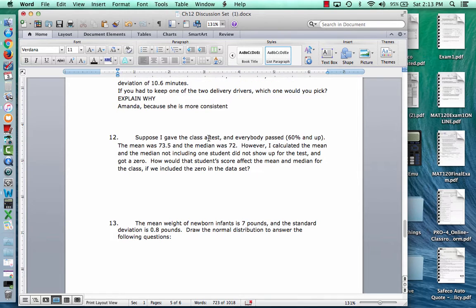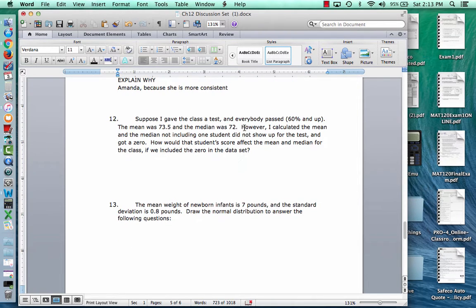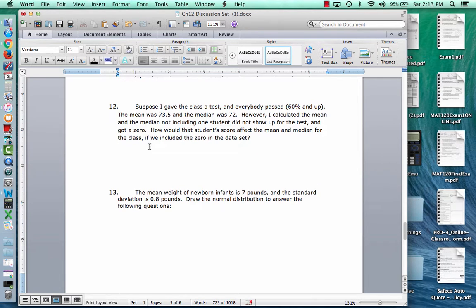Number 12, it says, suppose I gave the class a test and everybody passed. The mean was 73.5 and the median was 72. This is when I calculated, but I calculated the mean and the median before I included a student who did not show up to test and got a 0, so I kept them out of the calculations. It said, how would that student score affect the mean and the median for the class if we included the 0 in the data set?